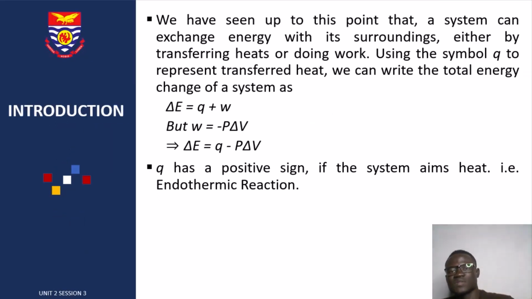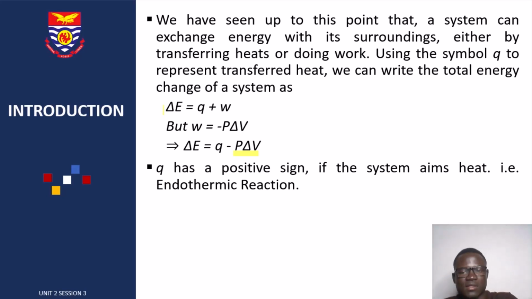We have seen up to this point that a system can exchange energy with its surroundings, either by transferring heat or doing work. Using the symbol Q to represent transferred heat, we can write the total energy change of a system as change in energy is equal to Q, which is the heat, plus work done. But we know our work done is equal to negative P change in volume. Therefore, we can substitute that into our overall equation, which gives us change in energy is equal to heat minus pressure times change in volume.